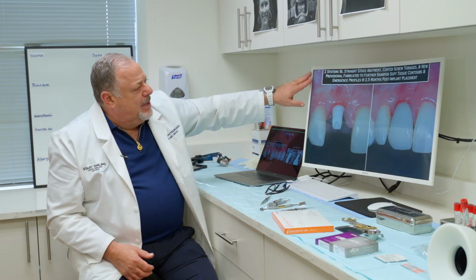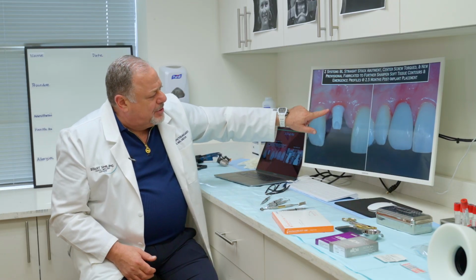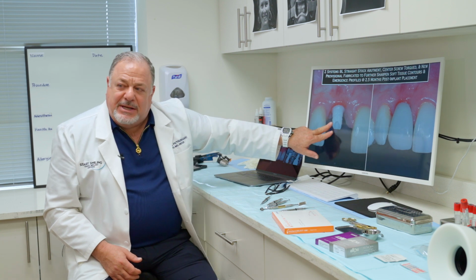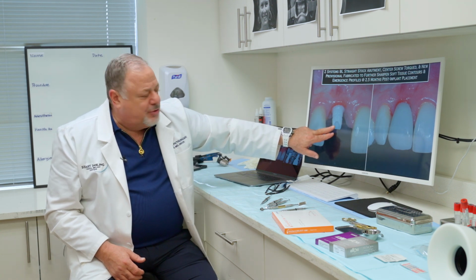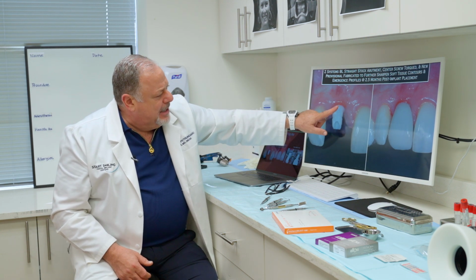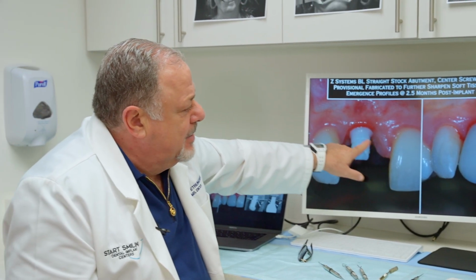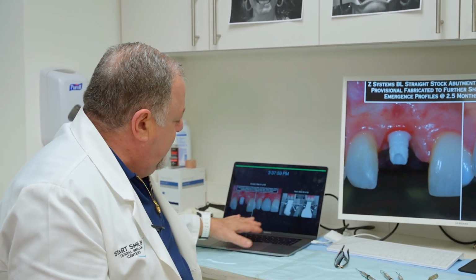Now here's at 2.5 months after surgery. Look at your tissue on the stock abutment, and this abutment never needs to be taken out now. It's been put in on the day of surgery, never removed. Look at the health of your gum complex. Look at how thick that tissue is that we grafted. So here's the new provisional restoration.